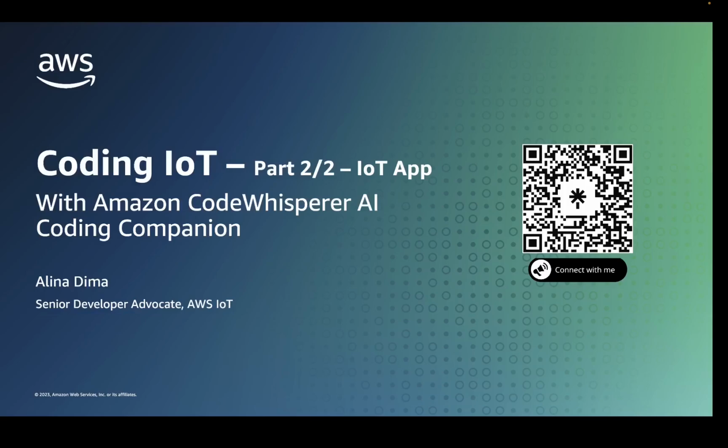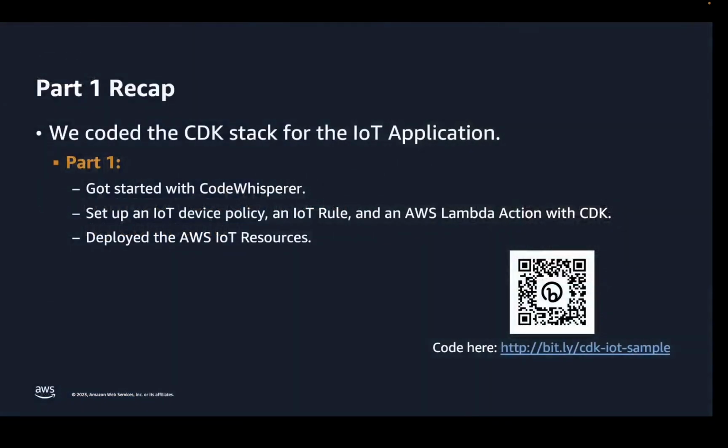If you are watching this video, hopefully you have also seen part 1, but this video series is about coding an IoT application using Amazon CodeWhisperer as an AI coding companion. So this video is part 2 of the series. For those who have not watched part 1 yet, I would advise you to watch part 1 afterwards if you haven't seen it yet.